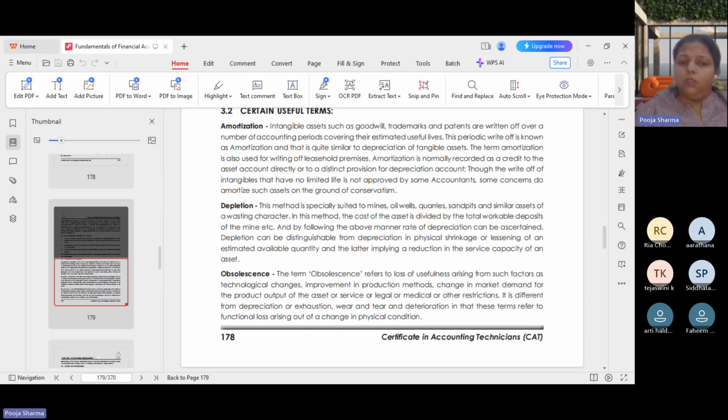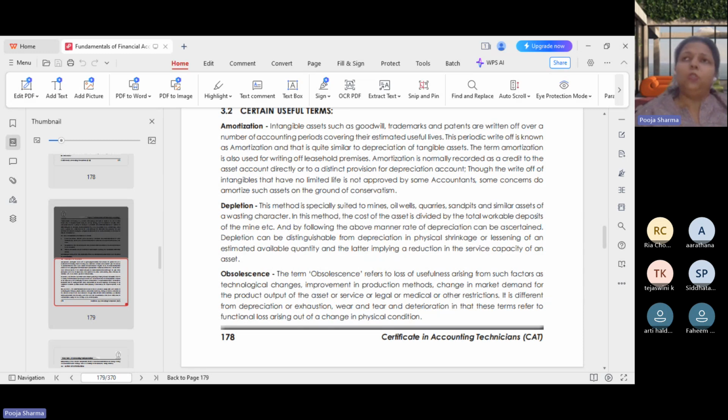Now we will read some from the book. This method is specifically suited to mines, wells, quarries. As I told you, forest, mine, oil, gases, all such things, we can use depletion. The cost of the asset is divided by the total output of the mine and so on, and the rate of depreciation follows the above manner. So this is the same. We can calculate the depreciation by the same method. The method is applicable for all these terms. It's the same whether it is amortization, depreciation, depletion, or obsolescence. The method will remain the same, but the applicability is different. Amortization is for intangible assets, depletion is for natural resources.